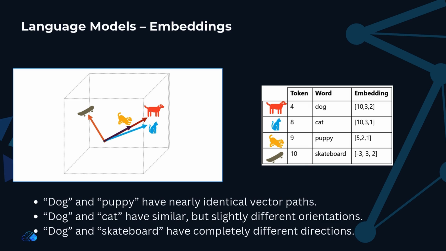For example, the embedding vectors of dog and puppy describe a path along almost identical directions, which are also fairly similar to the directions for cat. The embedding vector for skateboard, however, describes a journey in a very different direction.